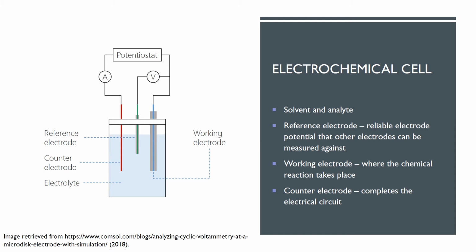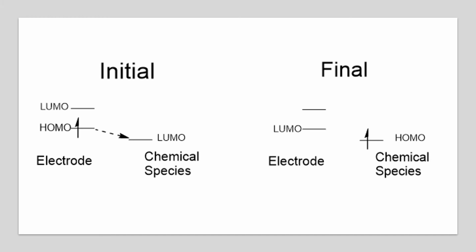The cell is connected to a potentiostat, which supplies a voltage and measures the resulting current as electrons flow from working electrode to counter electrode. The electrons move due to a difference in energy levels, where the applied energy causes the electrons in the working electrode to move from the highest occupied molecular orbital, or HOMO, to the lowest unoccupied molecular orbital in the chemical species, or LUMO. This is possible only when the LUMO of the species is lower than the HOMO of the electrode.